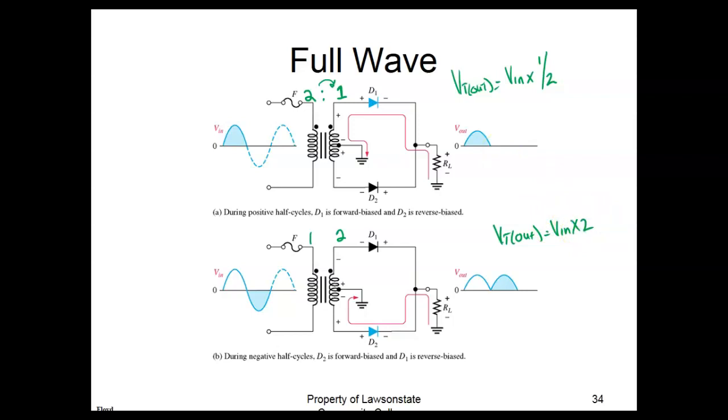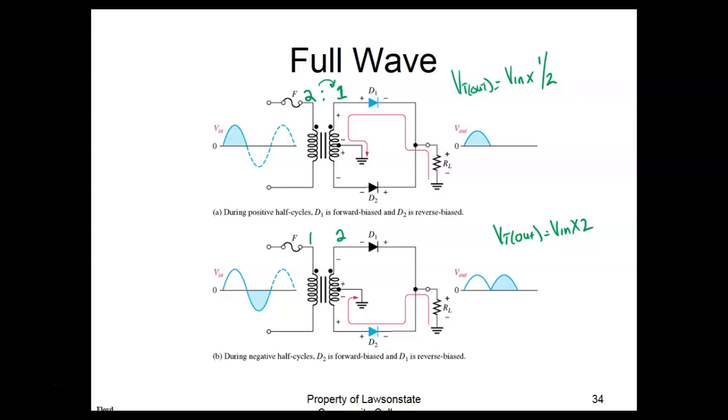Just to calculate your output. If you have more turns on your secondary than your primary, it's going to step the voltage up. If you have more turns on your primary than your secondary, it's going to step your voltage down. Pretty simple. But it's out over in. It's out over in. And one side's always going to be 1. So on a step down transformer, it's going to be 1 over the turns in the primary.